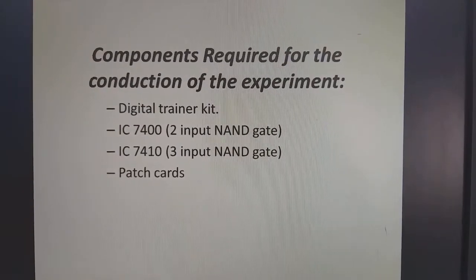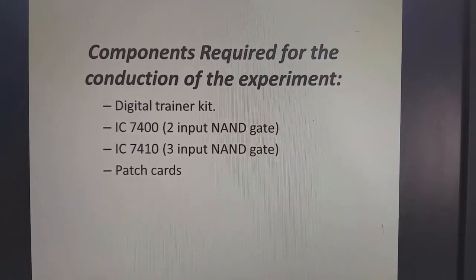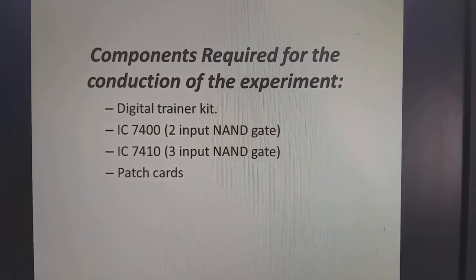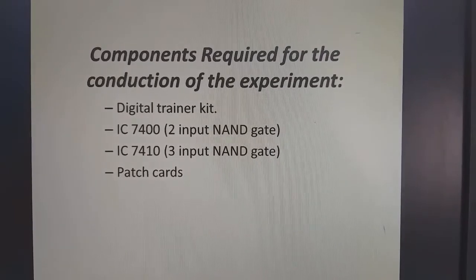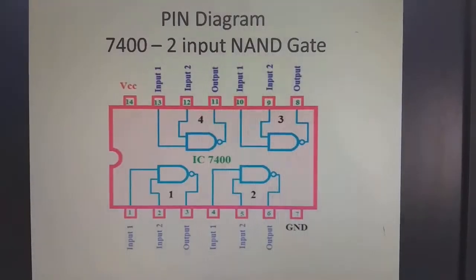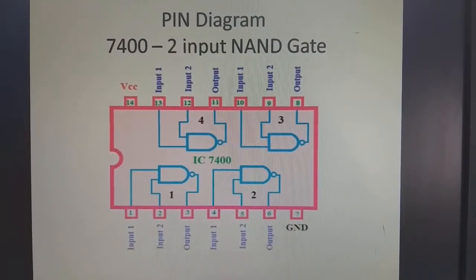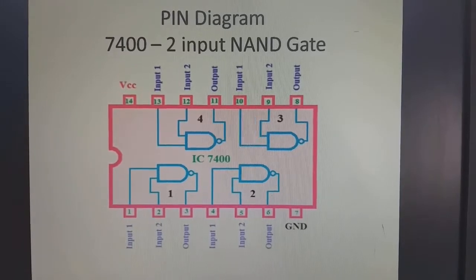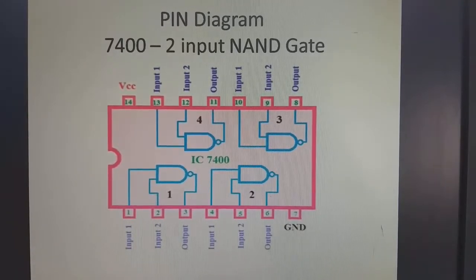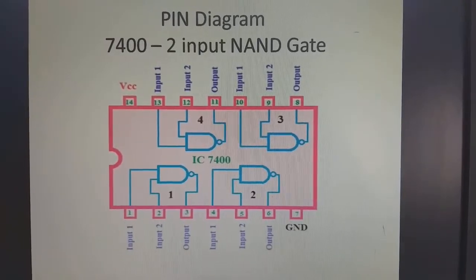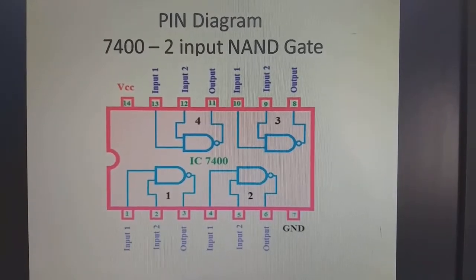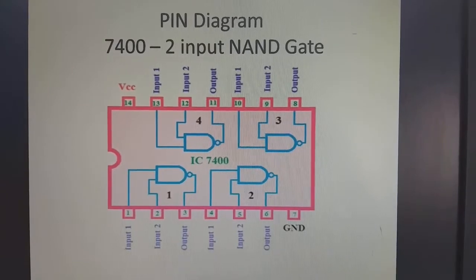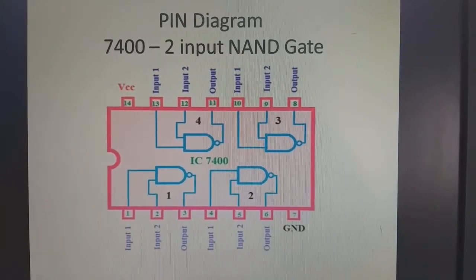So the components required for the conduction of the experiment is digital trainer kit. We need two types of NAND gates, 7400 that is 2 input NAND gate and 3 input NAND gate which is 7410. So this is the pin diagram of 2 input NAND gate 7400. As the figure depicts, 1 2 is input, 3 is output, 4 5 is input, 6 is output. Similarly 12 13 is input, 11 is output, 9 and 10 is input, 8 is output.